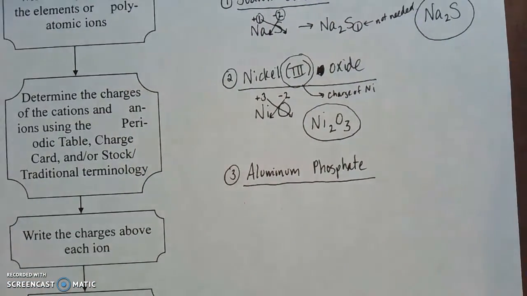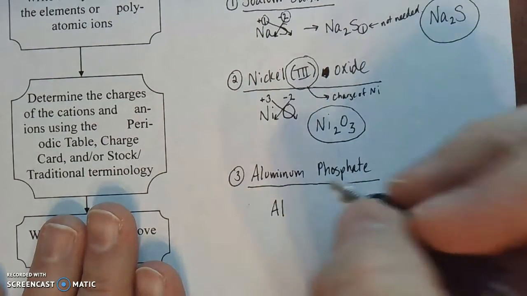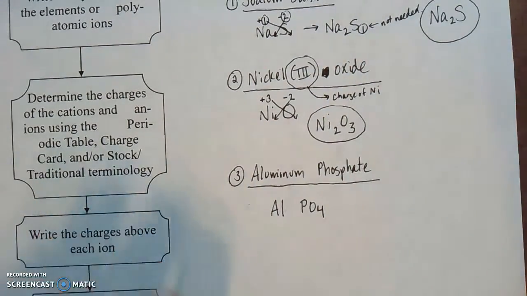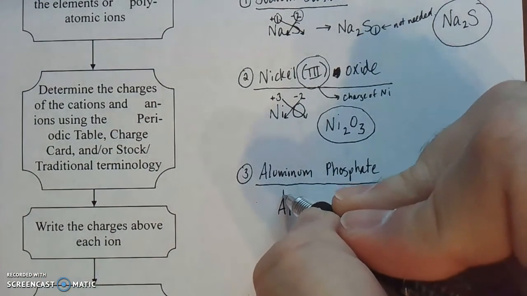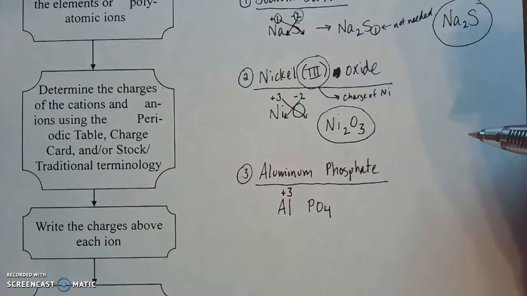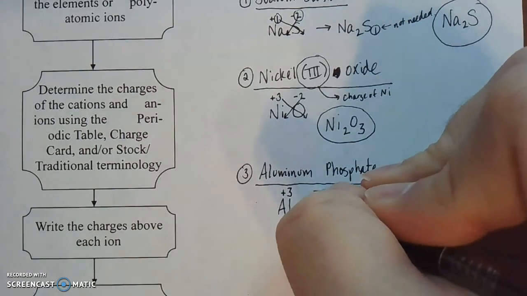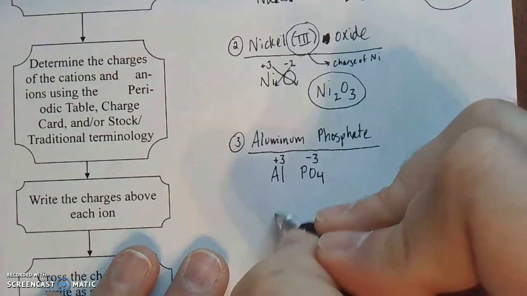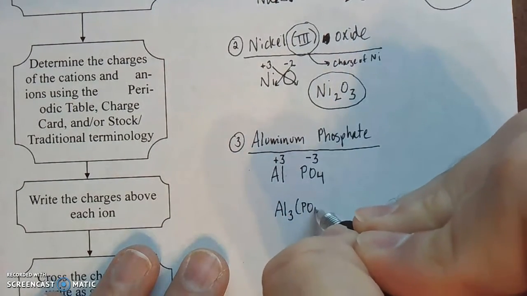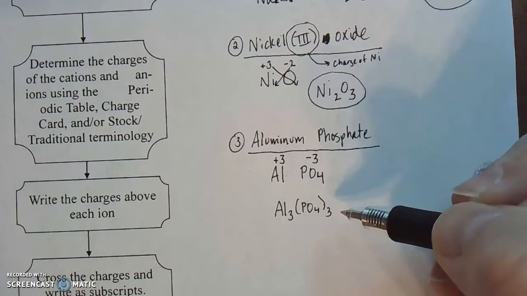Our third example, aluminum phosphate. So aluminum is Al, phosphate is a polyatomic, so we have to look that one up, PO4. Now we have to worry about their charges. So aluminum on the periodic table only has one possibility, +3. Phosphate, if we look it up on the charge card, is -3. So when we cross the charges, we get Al3 (PO4)3. We have to put parentheses around that because we need 3 of this group.